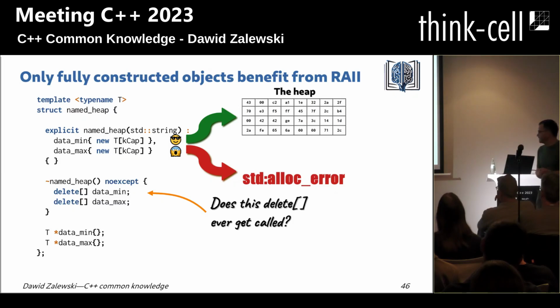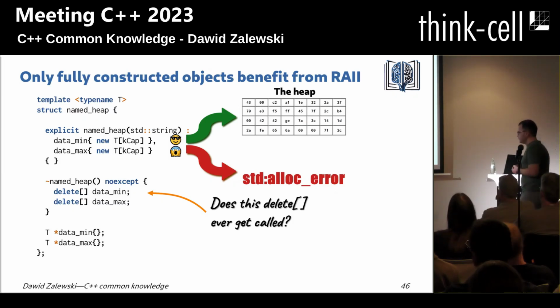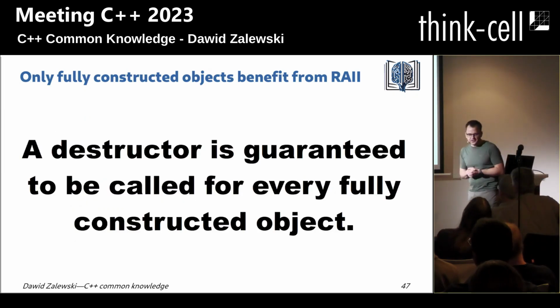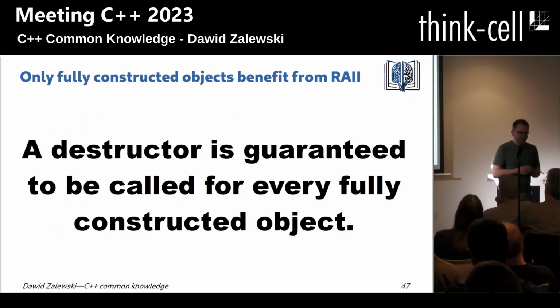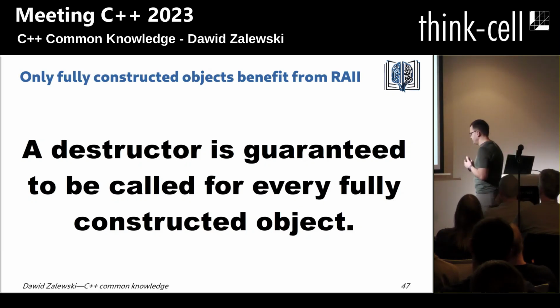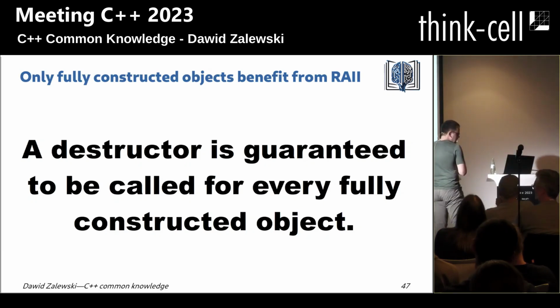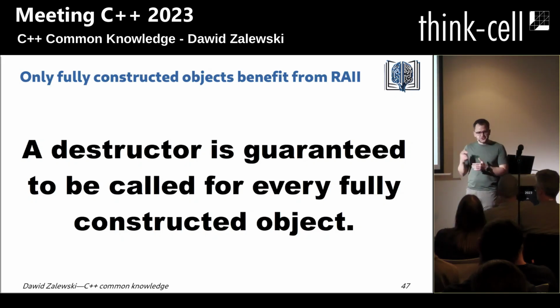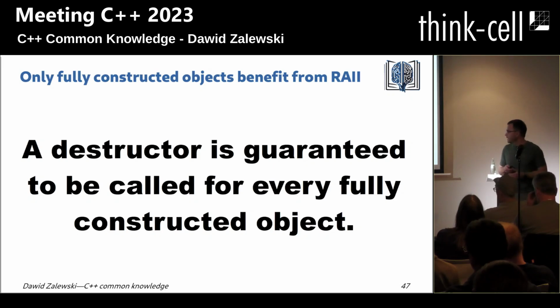This delete won't ever be called because there is a rule, and that's actually what RAII is about, that the destructor is guaranteed to be called for every fully constructed object. This is RAII distilled to the basics. Now, what is a fully constructed object, right? Because that's another question. A fully constructed object is an object for which at least one constructor fully finished. This is not the case in our scenario.